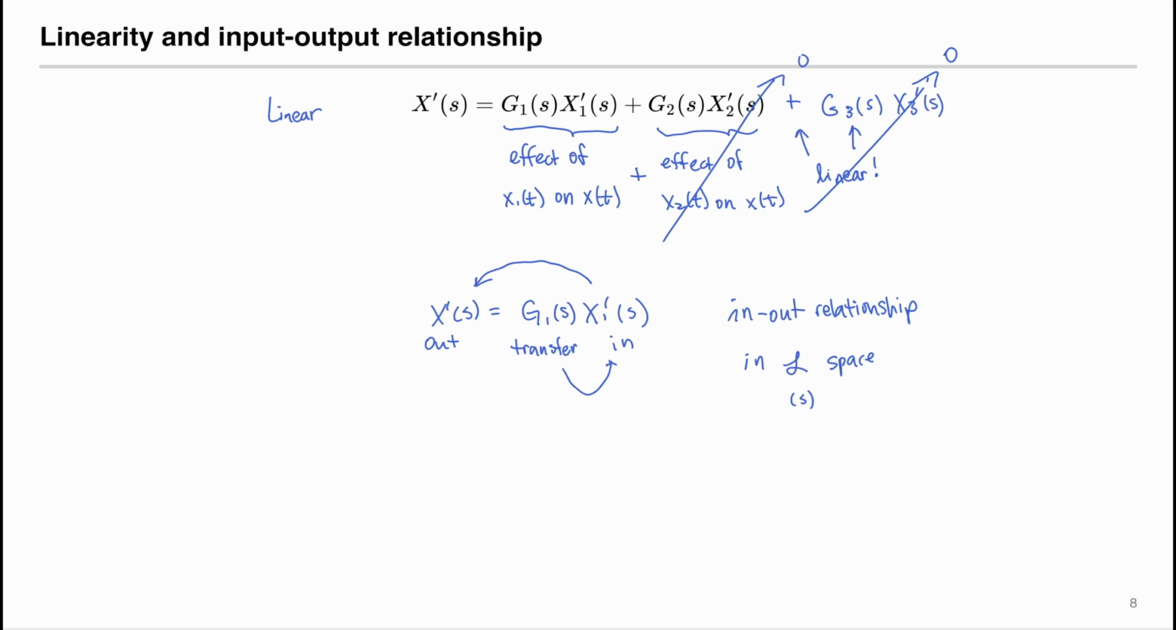So in this video, we went over an example to show the transfer function of a multivariable ODE. And we found that the final result shows linearity and reveals the input-output relationship in the Laplace space.